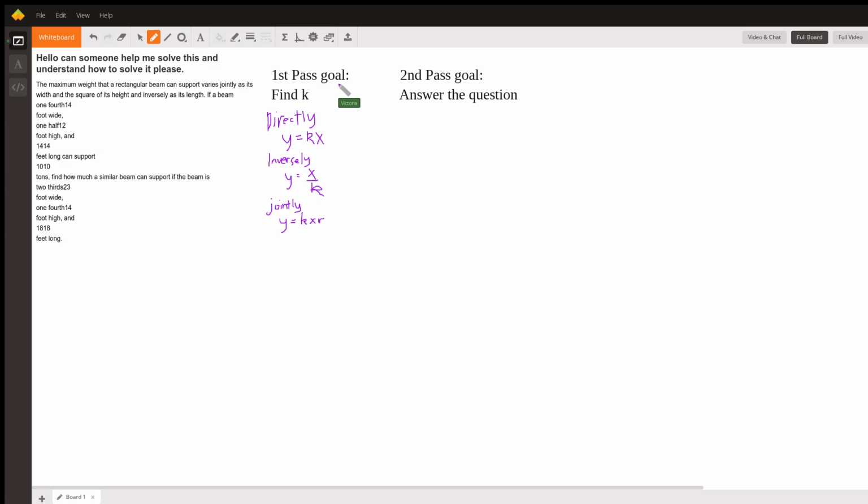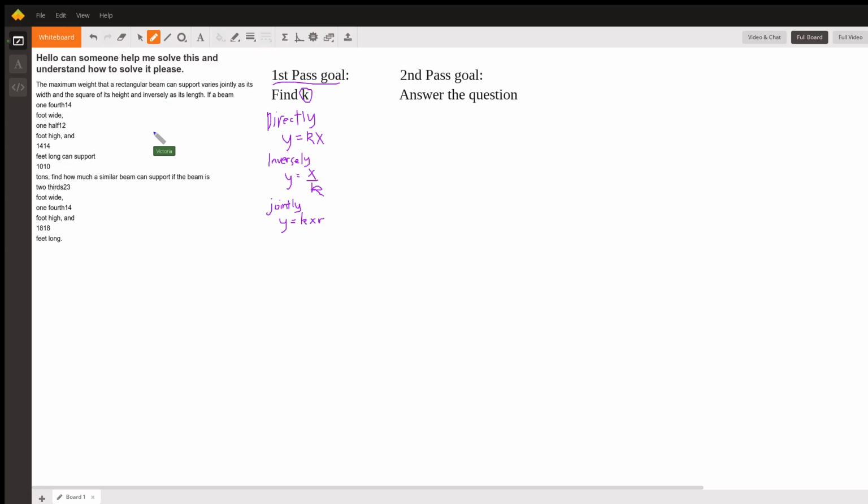So these problems take two passes. The first pass, you want to find this k. And after you have it, you'll rewrite this equation using your k and find a way to answer their question. So here's what we have. We have a beam, the maximum weight that a rectangular beam can support varies jointly.